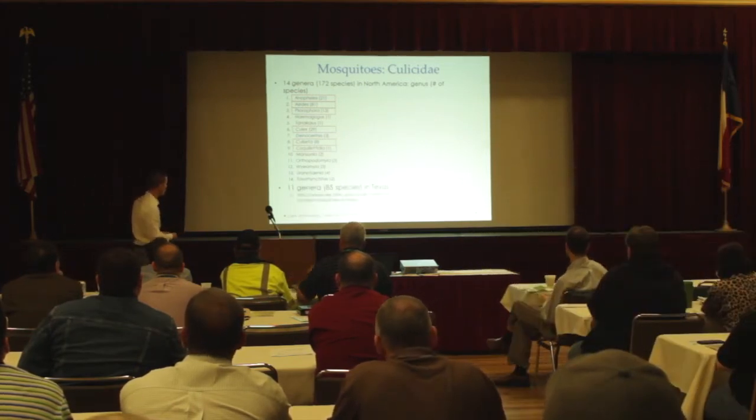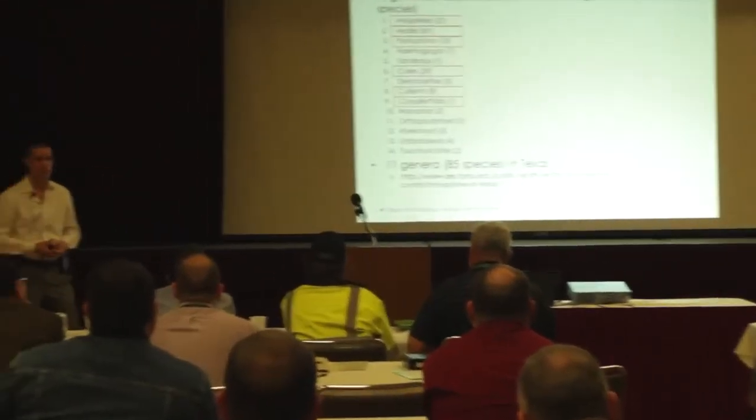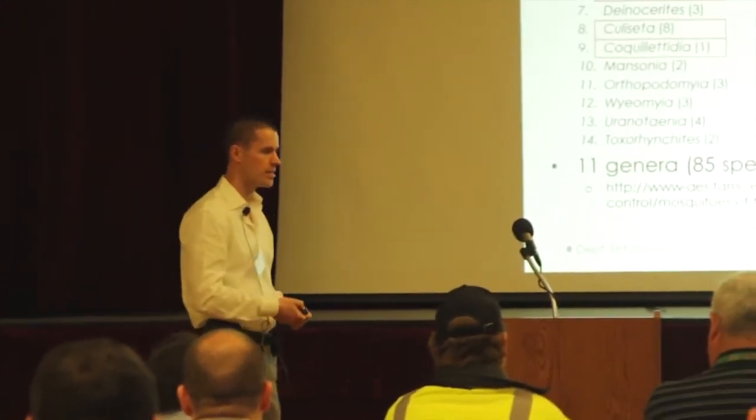implications. And here in Texas, which is large, with a lot of diverse landscape, we have 85 species, 11 genera. There's a good resource: AgriLife Extension has a resource documenting every species in the state and even showing maps of where those species have been detected, in which county.